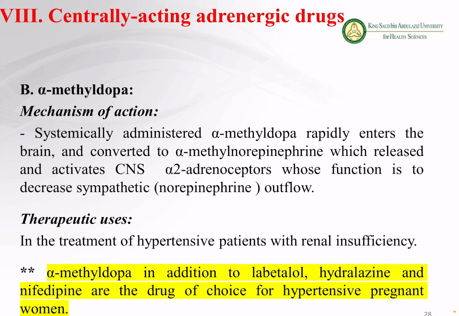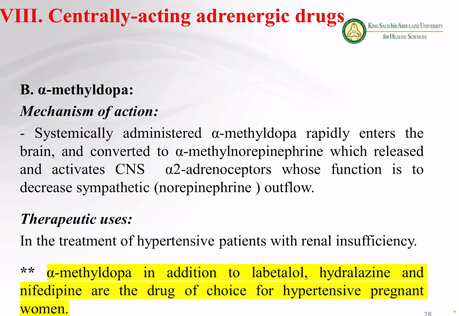So this one is alpha-methyl dopa. As I told you, the difference between clonidine and alpha-methyl dopa is that alpha-methyl dopa enters the brain and is converted into alpha-methyl norepinephrine, which is released and activates the central nervous system alpha-2 adrenoreceptors, whose function is to decrease sympathetic outflow. So it is used in the treatment of hypertensive patients with renal insufficiency. Alpha-methyl dopa, in addition to labetalol, hydralazine, and nifedipine, are the drugs of choice for hypertensive pregnant women.